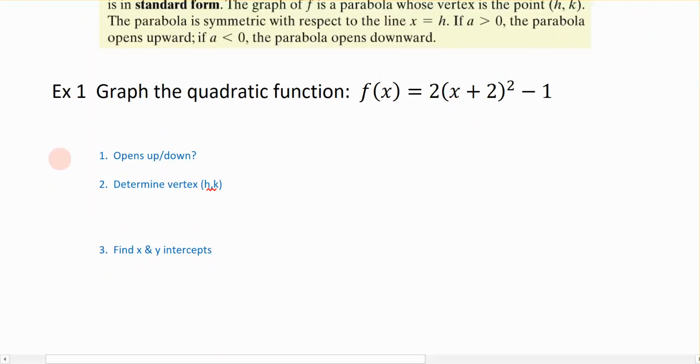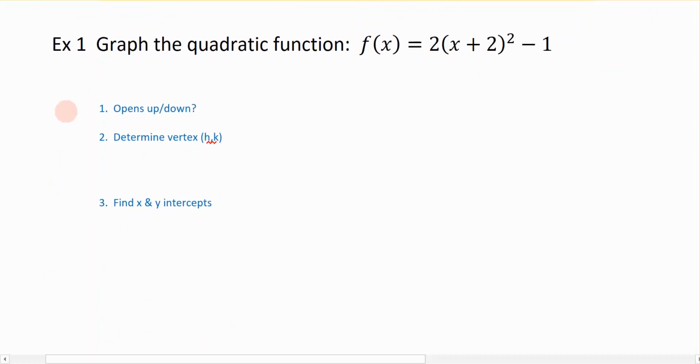So here I want to graph the quadratic function 2 times (x + 2) squared minus 1. And I'm going to go through a series of steps as we break it down. The first thing you want to look at when graphing this function is whether or not the function opens up or down, and that comes from the leading coefficient 2. So since 2 is positive, I know that this function opens up.